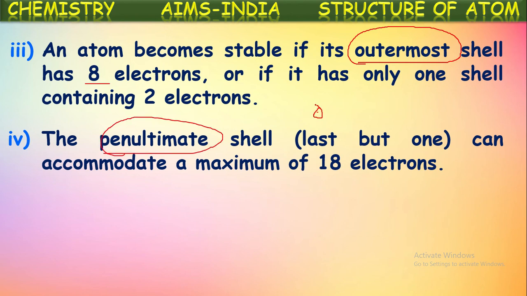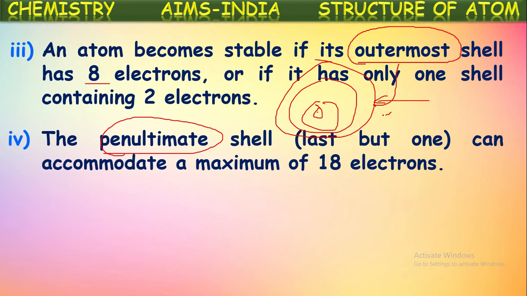Suppose an atom is like this with a different number of shells. Out of this, if we come from the outside, the last shell is called the outermost shell, and the last but one shell is called the penultimate shell. Okay, the penultimate shell of an atom can accommodate a maximum of 18 electrons even though its capacity is more. Okay, these are the rules given to understand the electronic configurations of atoms. These were given by Bohr and Bury together.